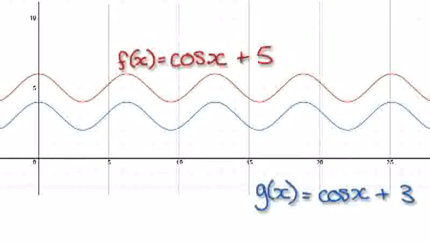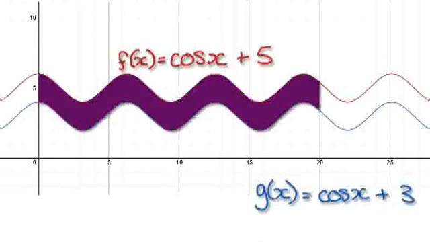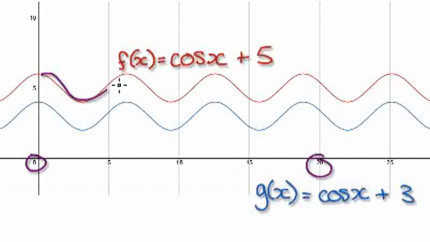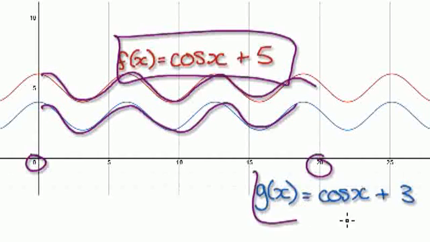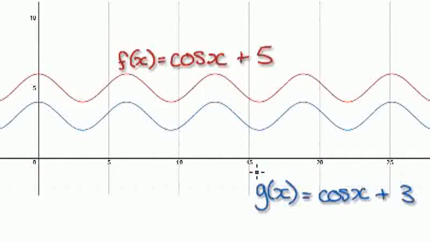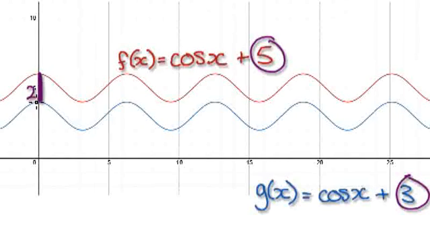Okay, let's give you guys some practice. So here, work out the area of this purple wave. This is from 0 to 20, and the equation for this red line is given by this, and the equation for this blue line is given by this. Notice that the vertical distance between the two is 2.